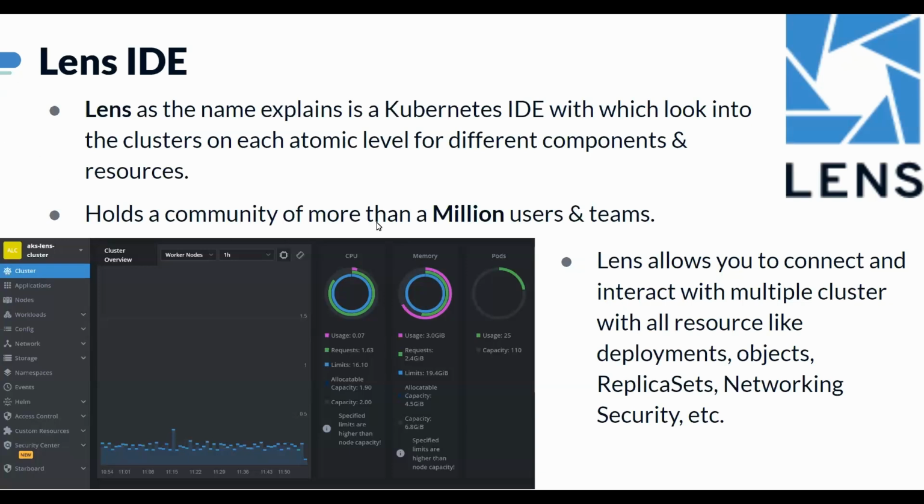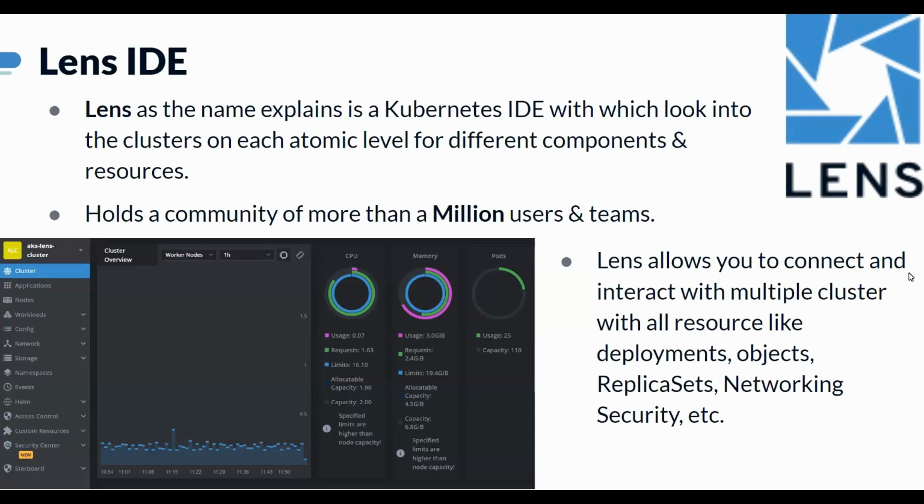It holds a community of more than 1 million users and teams, and thus we have an excellent community and the support as well, the whole company support. So there are a lot of developers who are using this particular tool. If you find any particular problem while using this tool, then you can just ask or get connected to the whole community. It does have a better support team as well to look into your problem.